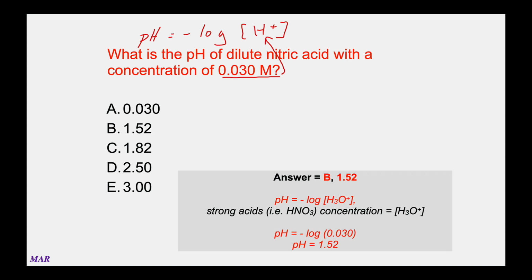The pH should be acidic, should be less than 7 because it's an acid. If we were doing the pH of a base, it would be greater than 7. But honestly, these things are usually pretty chill.